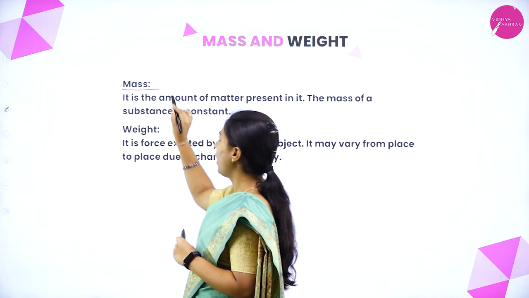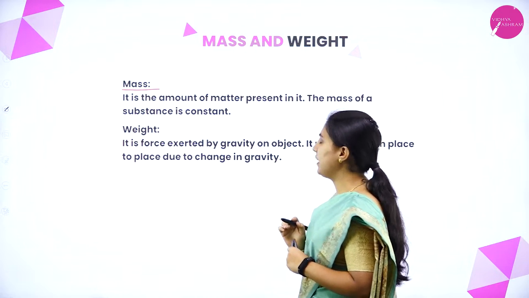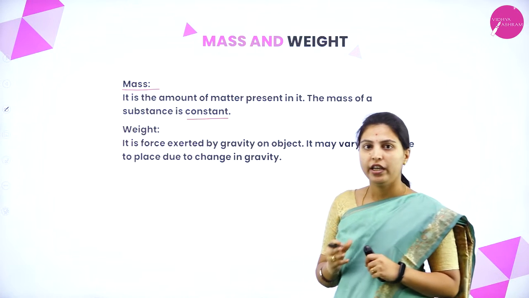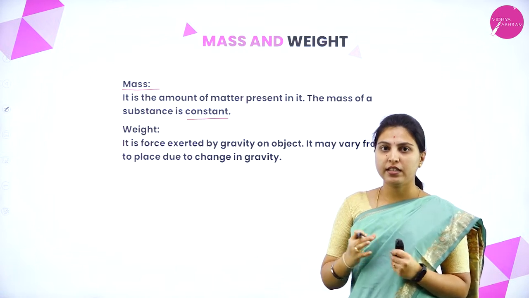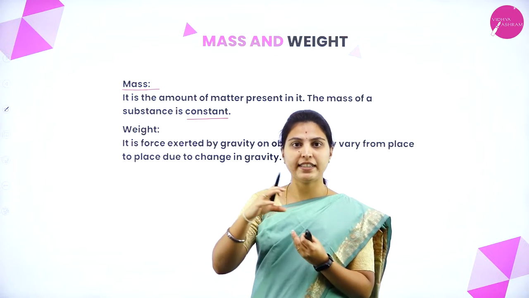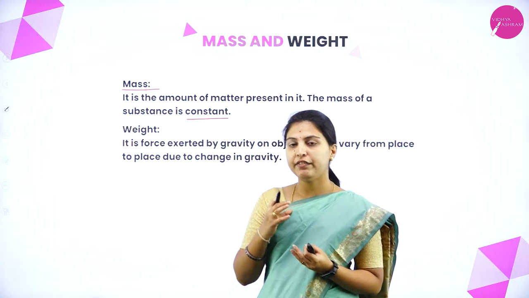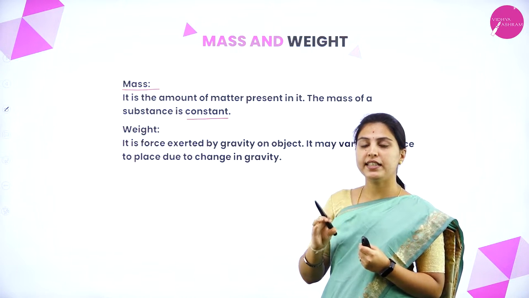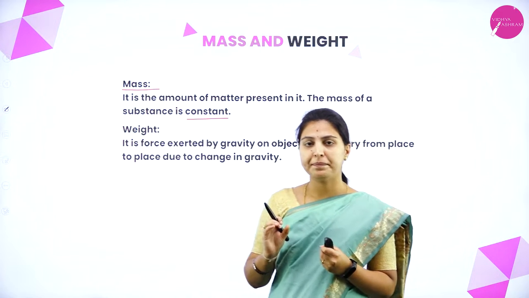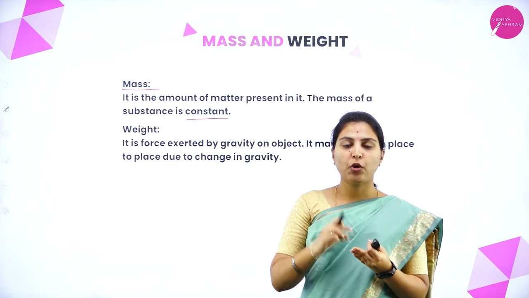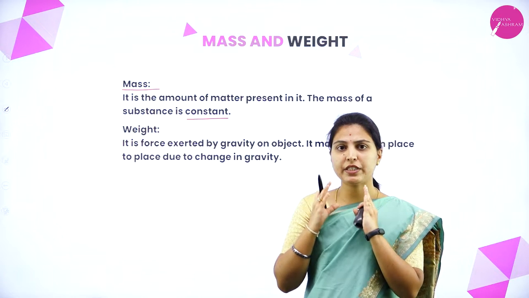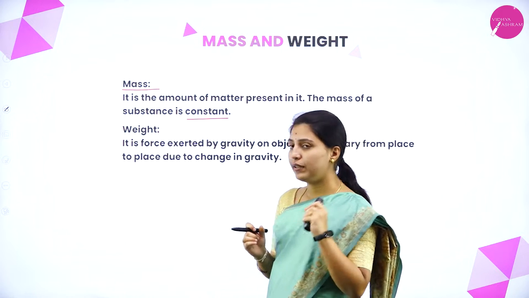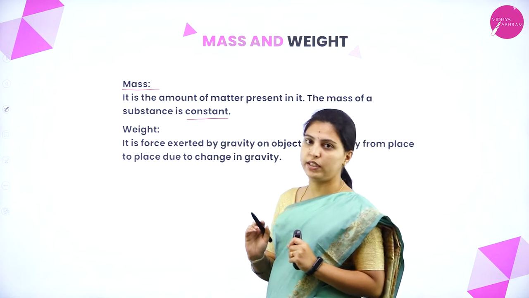What is mass? It is the amount of matter present in it. The mass of a substance is always constant. If we take any substance, whatever atoms or molecules are present in it, that content we consider as mass, the amount of matter present in the substance. The overall atoms, molecules or ions present in the matter will be considered as mass. That mass will always be constant.